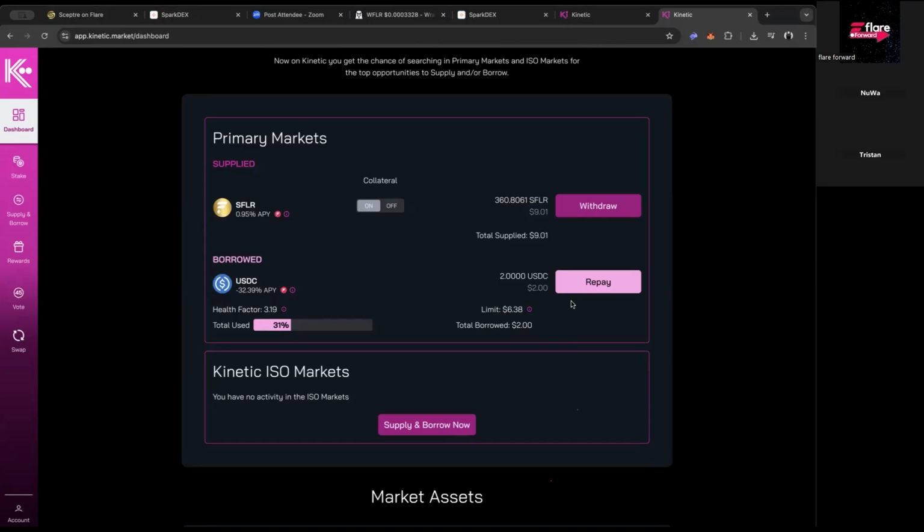And then you say, hey, at what price for SFLR would I be liquidated? So then you have a calculator and then you can put it on the market. Gotcha. And so I know where to look, and where the price should not go before I'm liquidated. Okay.